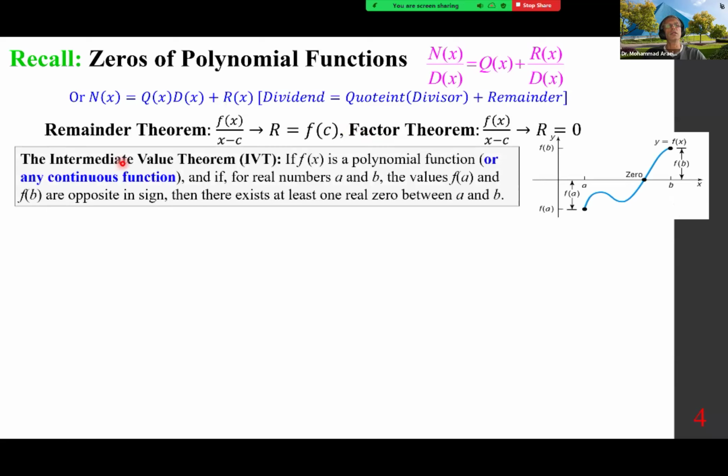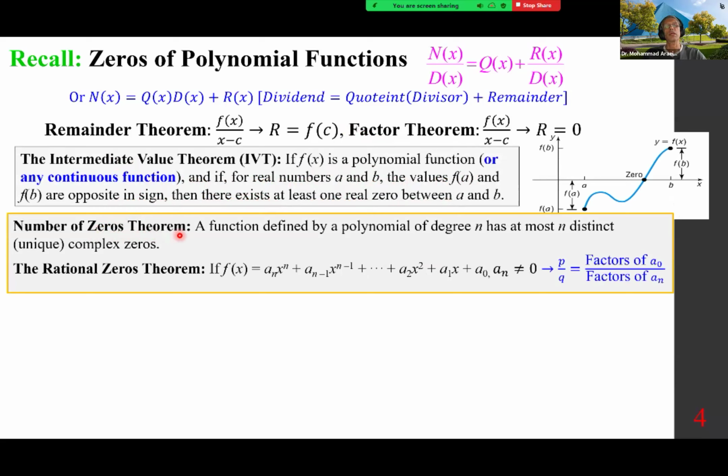The IVT, the intermediate value theorem: if f of x is a polynomial function or any continuous function, and if for real numbers a and b, the values f of a and f of b are opposite in sign, then there exists at least one real 0 between a and b.